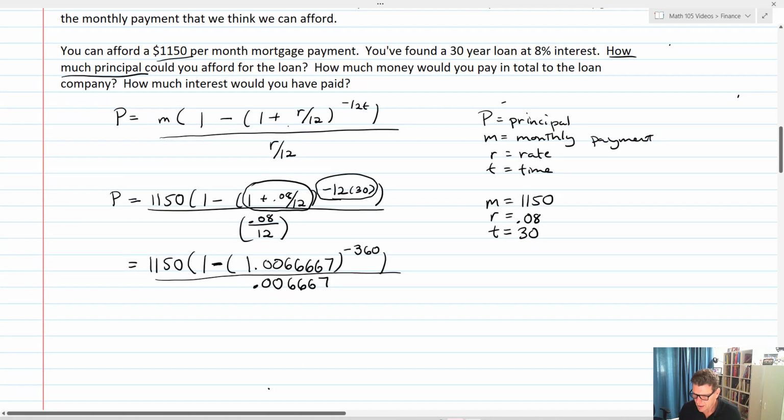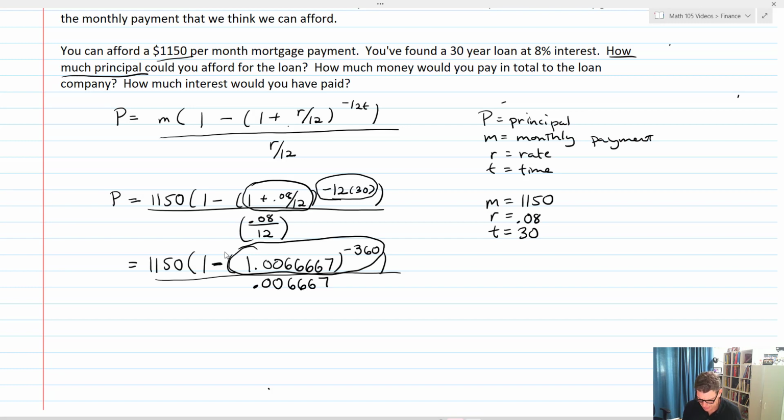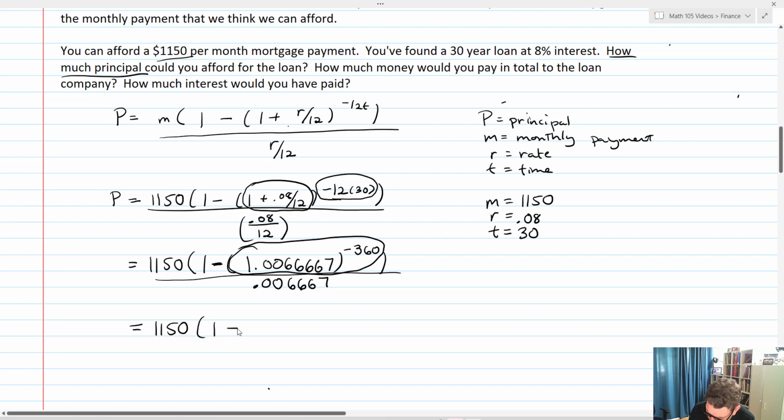Okay? So I've done my parentheses first. Always do your parentheses first. Second, now I'm going to actually do my exponent. So my exponent is to the negative 360th power, so I'm going to take 1.00666666667 and raise it to the negative 360th power. And what I get is 1,150 times 1 minus, and now this is 0.091443337, and that'll then be divided by 0.006667. Next up, I've got another parentheses in my order of operations, so I'll do the next parentheses. So I get 1 minus that number.